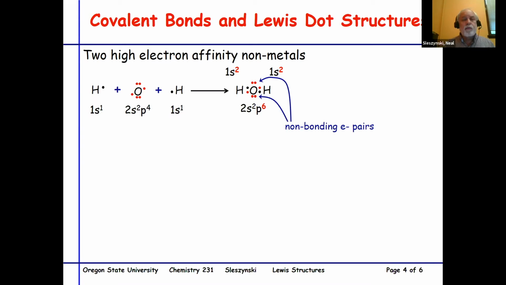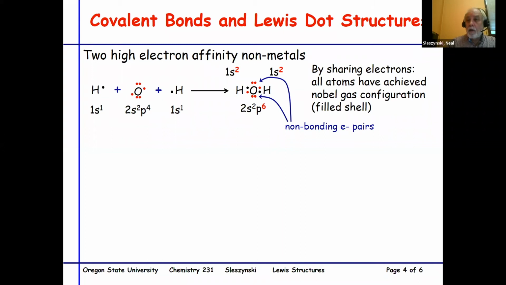You can see that for oxygen in this molecule, we have two non-bonding electron pairs. By sharing electrons in covalent bonds, all of the atoms have achieved a noble gas configuration, a filled shell. The hydrogens have completed a noble gas configuration of helium. The oxygen has completed a noble gas configuration of neon.